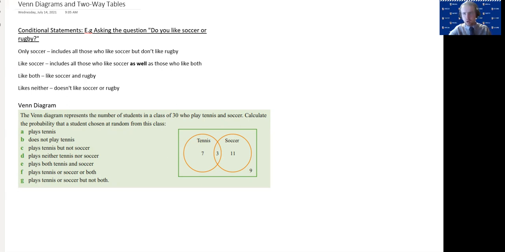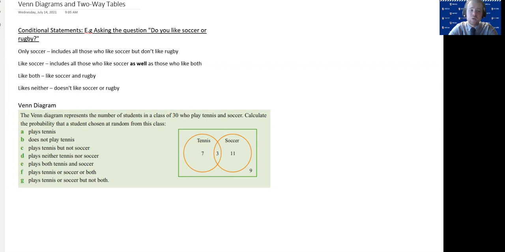So when we're thinking about Venn diagrams and two-way tables, we have to understand conditional statements. Conditional statements are things like when you say and, or, both, only, those kind of things. So we're looking at an example here. Let's say we were to do a survey of our class asking the question, do you like soccer or rugby? And let's say in this survey, you could answer both or you could answer neither. All of those were possible as well.